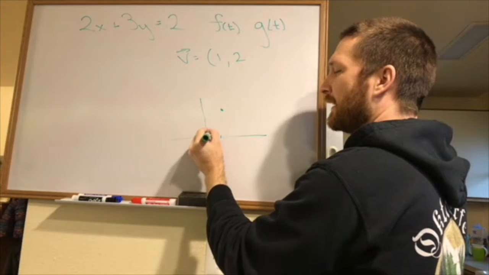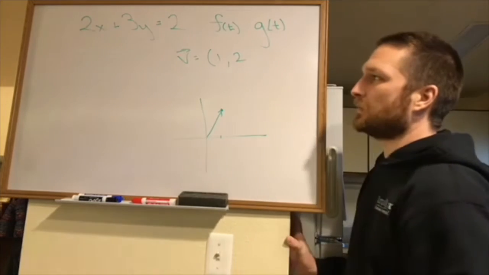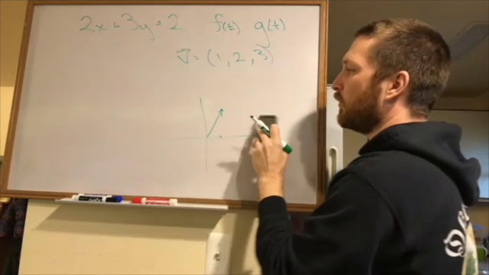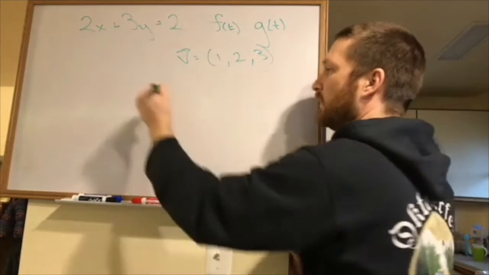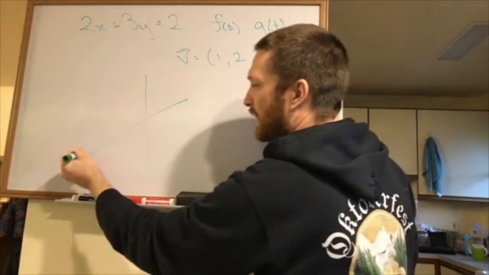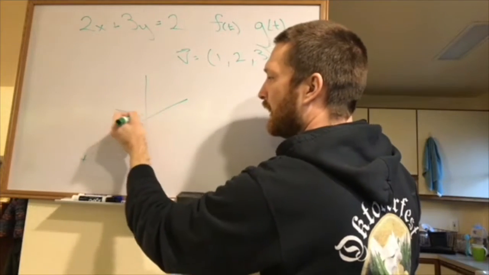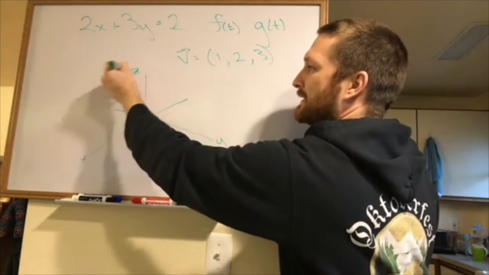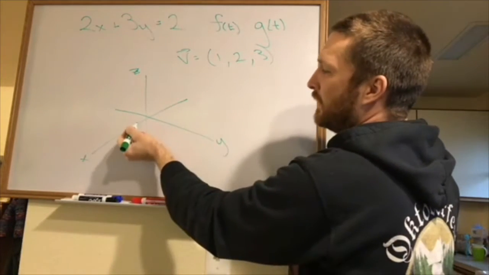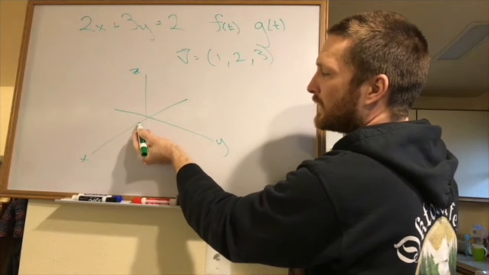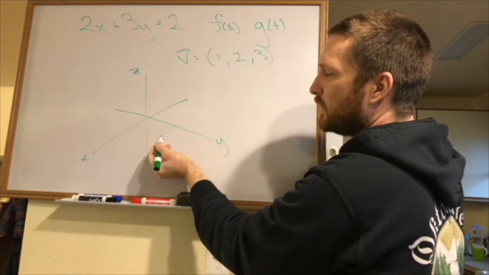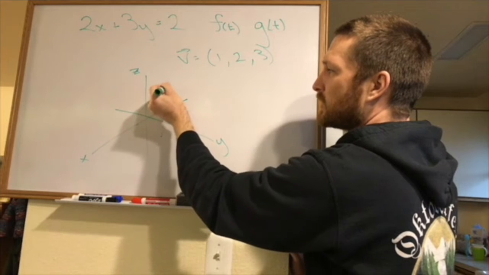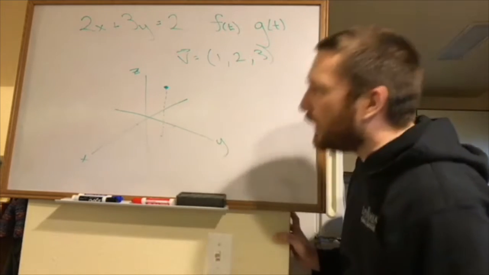We usually think about it as an arrow extending to it. It could be a point in space. It could be a point in three-dimensional space. So if we have an X, a Y, and a Z direction, then moving over 1 in the X direction, moving over 2 in the Y direction, and then moving up 3 in the Z direction would be that point in space.